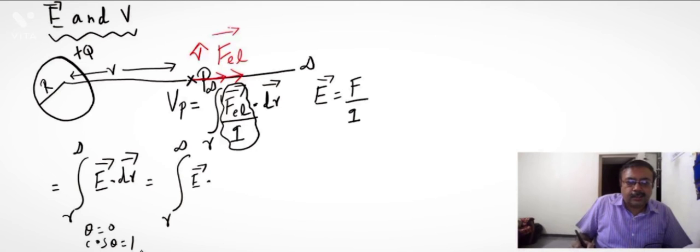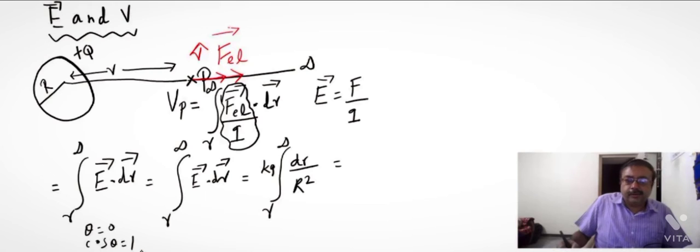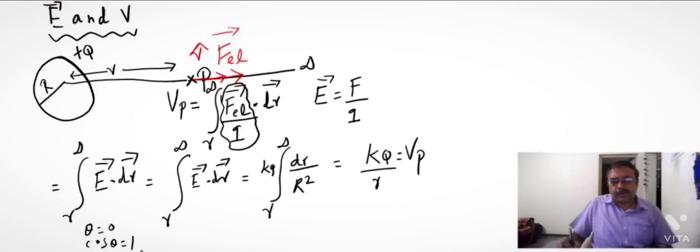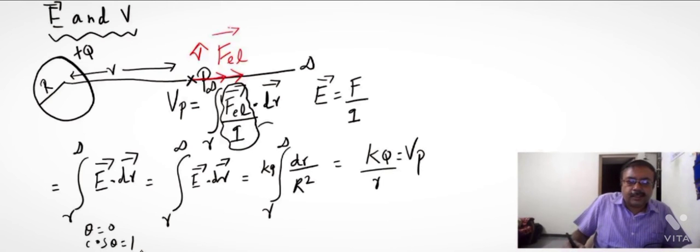So all we are going to get is E dr, so this is going to be the integral from r to infinity. E is kq over r square, so that can be written as dr by r square. If you do the integral, you are going to get kq by r, which is nothing but your electric potential. So electric potential in this way can be related to the electric field.